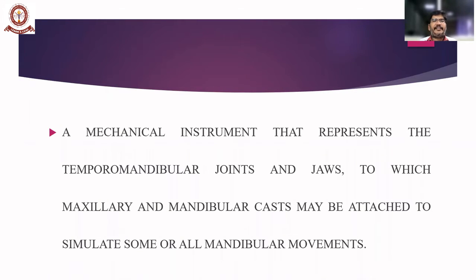Articulator is a mechanical instrument. It represents the temporomandibular joints and jaws, to which the maxillary and mandibular casts are attached to simulate some or all mandibular movements. So it is a simple mechanical instrument. It can be a simple mechanical instrument or it can be a complex mechanical instrument. But the main idea is to hold the maxillary and mandibular cast in position to understand the occlusion.